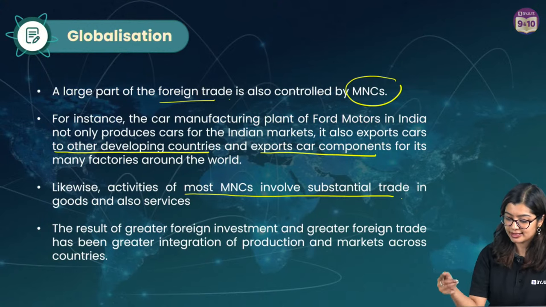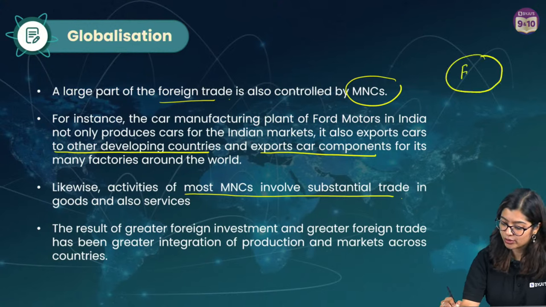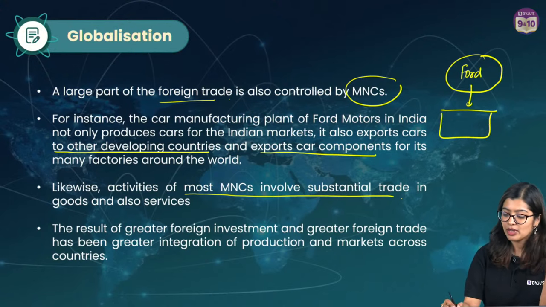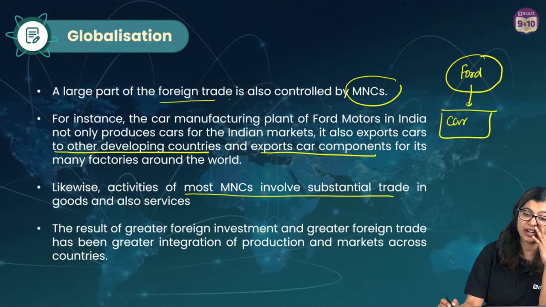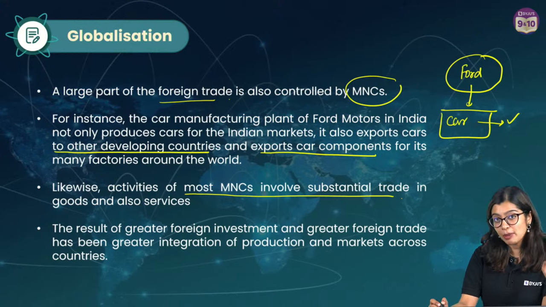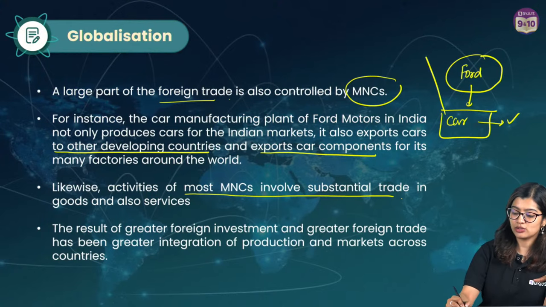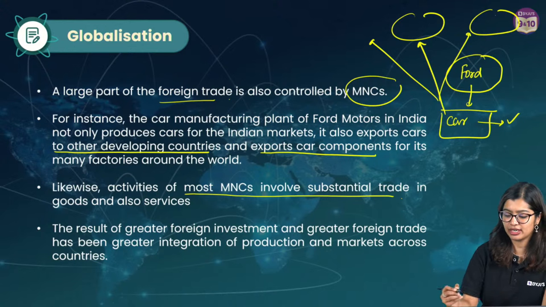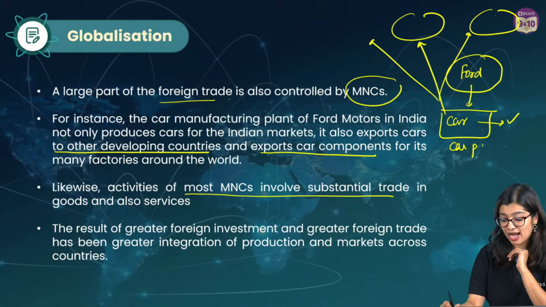What do I mean by this? Now, this is my Ford Motors. What is Ford Motors doing? It has come to India. What has it done? It has decided to make a car for the Indian audience, or for the Indian market. Now, as a result of this, what has happened? We are making cars. But it does not just make cars for the Indian market. It is also trading the cars to other countries. It is selling to different countries. And along with this, it is also sending car parts.